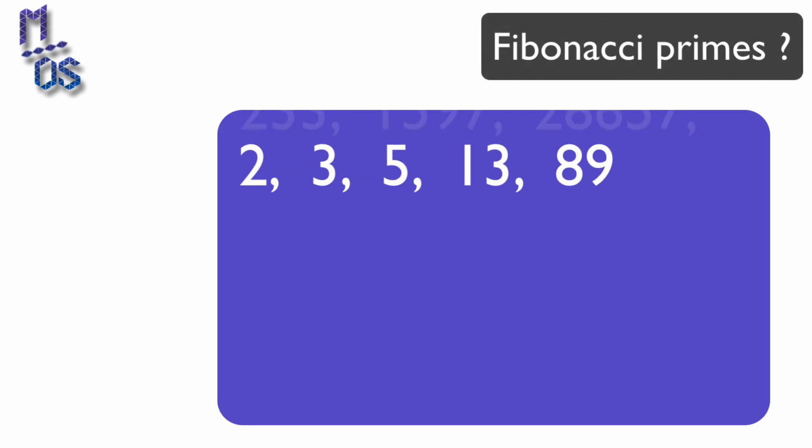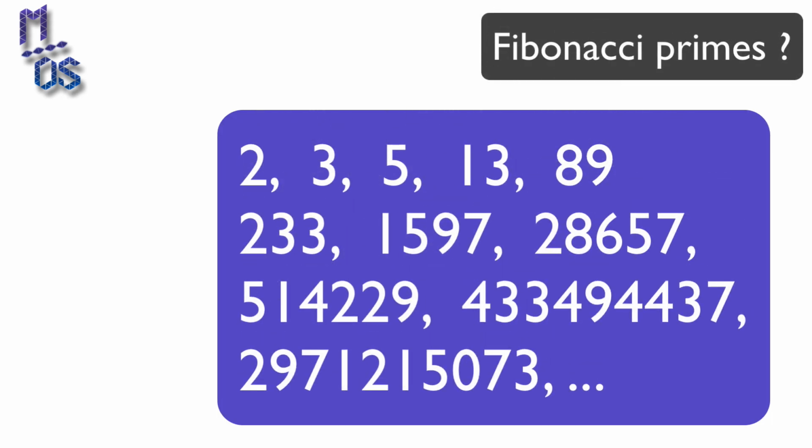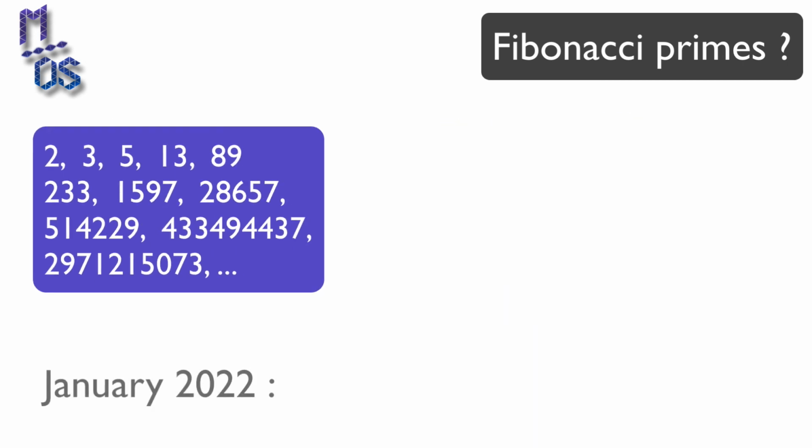One could also ask, what are the Fibonacci numbers which are also prime numbers? This question seems to be out of reach. It's not even known if there are infinitely many such integers. As of January 2022, the largest known such integer is f sub 148,091, a monster whose decimal expansion has more than 30,000 digits.